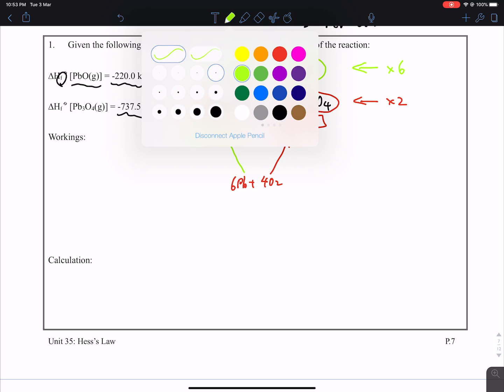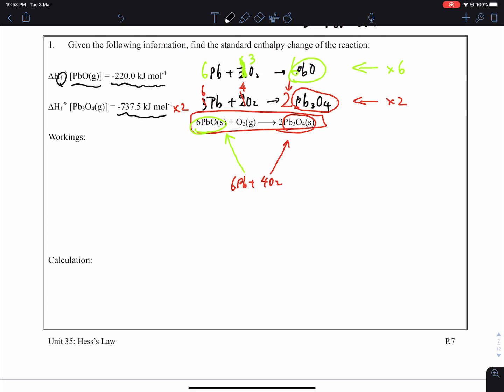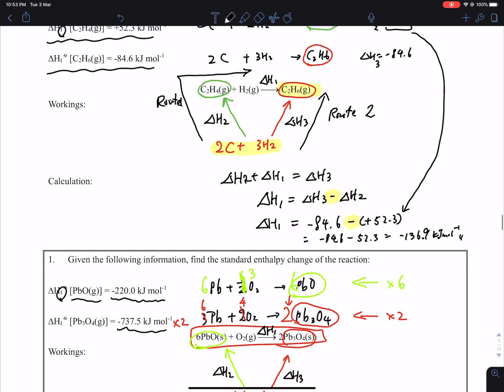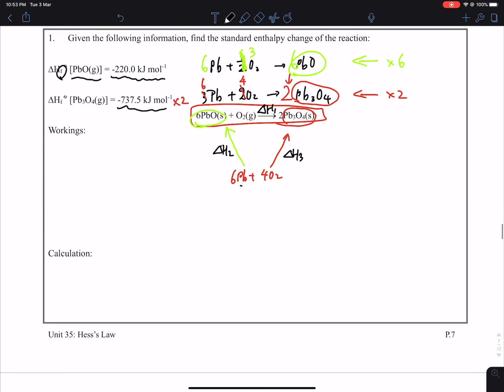Okay, so we do the same thing. We label delta H1, delta H2. So this is delta H1, delta H2, delta H3. And don't forget, I made a mistake in the above enthalpy change cycle. I forgot to put the state symbols. Every time you work out the enthalpy change cycle, don't forget to put state symbols.